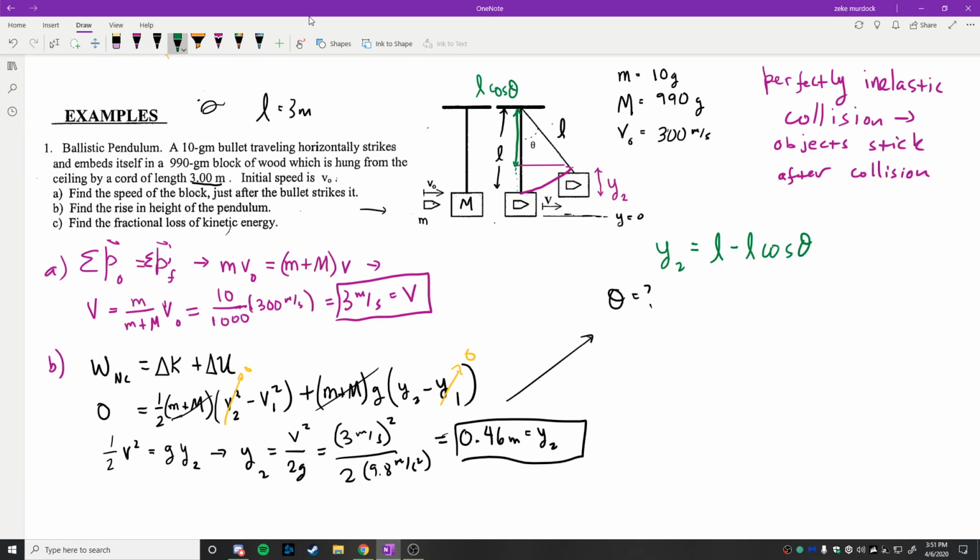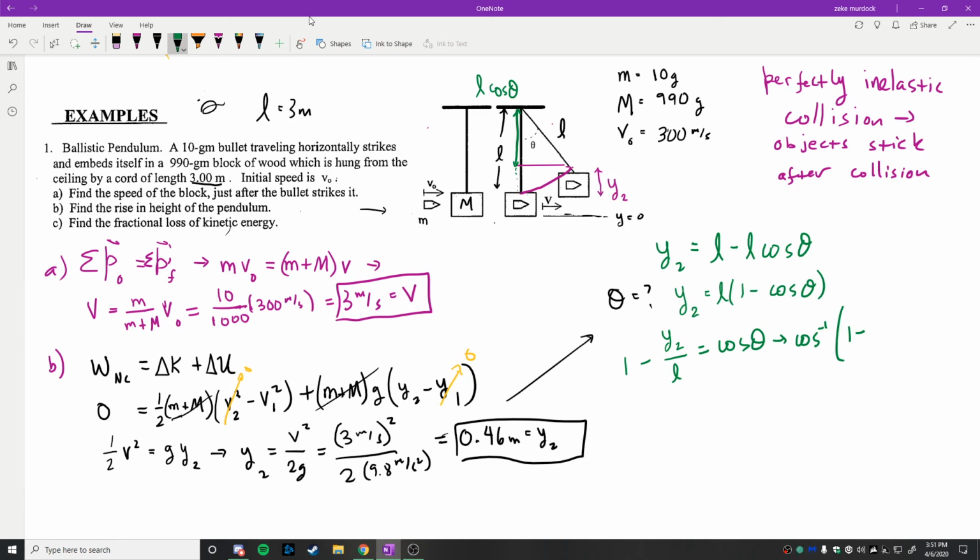So we can solve for theta then, because we know what y2 is here, right? What's the best way to do this? So if I say y2 is equal to L times 1 minus cosine theta, then we can isolate theta here by saying 1 minus y2 divided by L should be equal to cosine of theta. So if I take the cosine inverse of 1 minus, did I do that algebra right? y2 over L, yeah.